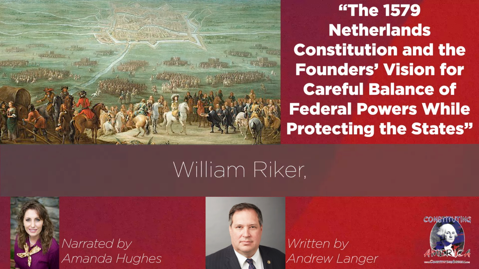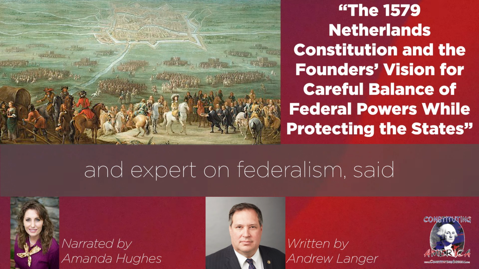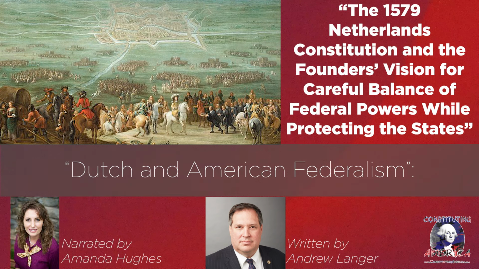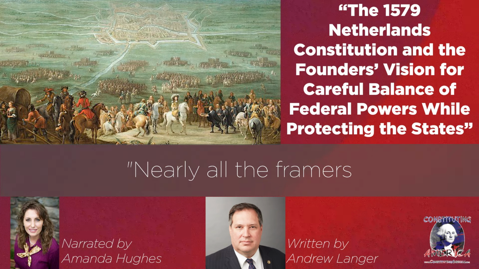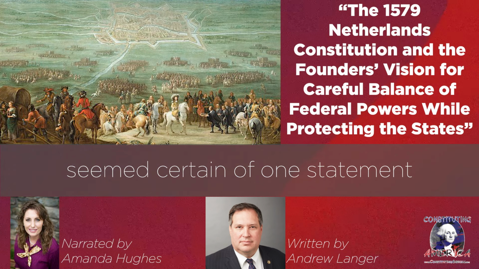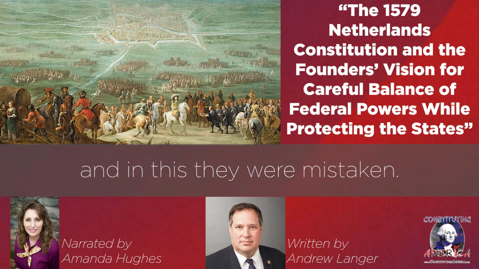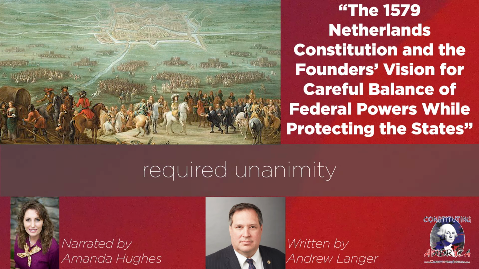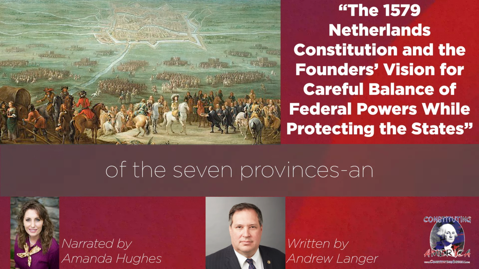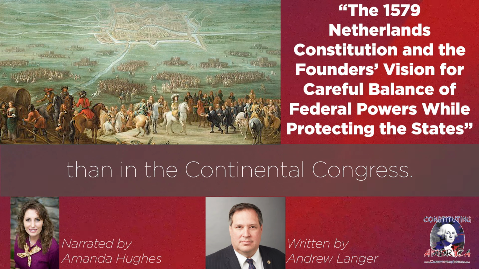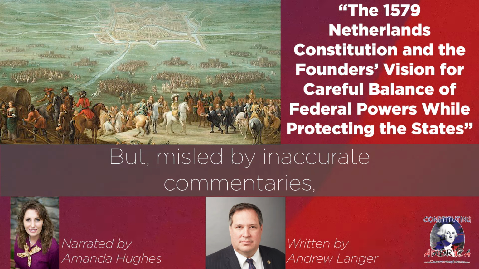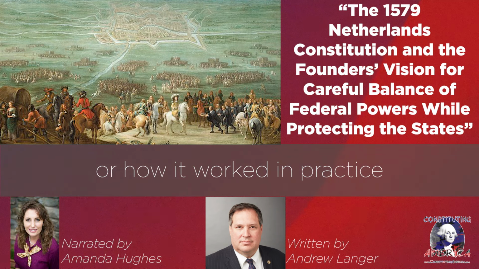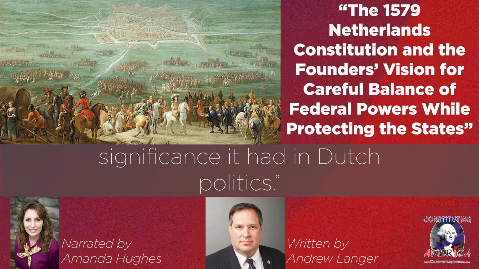This was untrue. William Riker, a political scientist and expert on federalism, said this in his 1957 journal article, Dutch and American Federalism. "Nearly all the framers who spoke on the subject seemed certain of one statement about the Netherlands, and in this they were mistaken. Nearly all seemed to believe that the decisions of the general government required unanimity of the 7 provinces, an even more stringent requirement than in the Continental Congress. But, misled by inaccurate commentaries, they did not know what this requirement meant or how it worked in practice or what significance it had in Dutch politics."